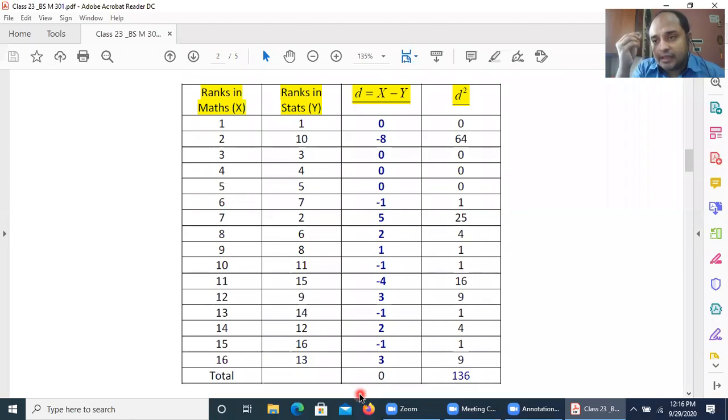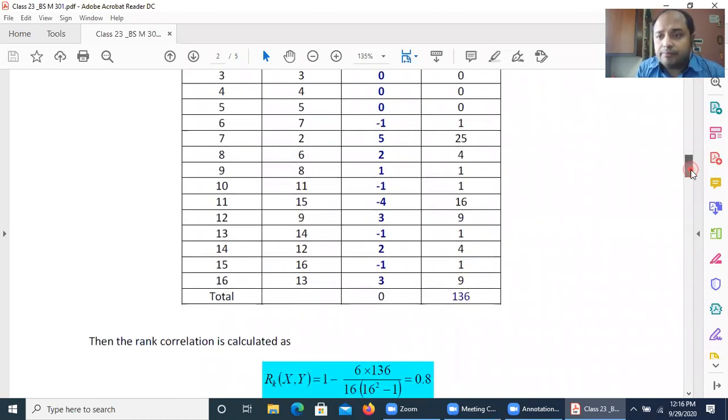If in the formula I were to consider summation Di only, there is no justification in calculating rank correlation, because it would always be equal to 1. Therefore, for this reason, the D's are always squared. All the deviations are squared here in the last column, and I am calculating their summation, and the summation is 136. After that, the matter becomes so simple.